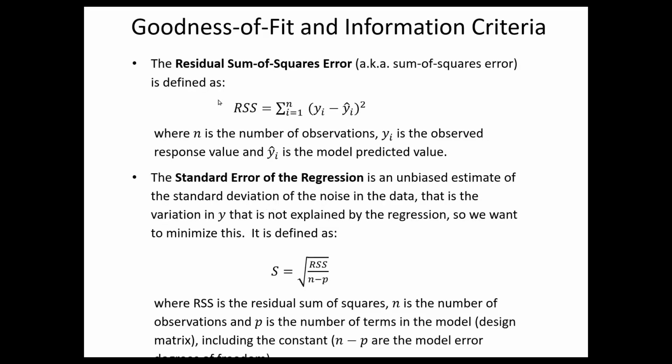And so we begin with what is called the residual sum of squares, and that's basically your observed minus your predicted value. You square that and you add it up, and that we call the RSS, the residual sum of squares, from which we get other metrics and calculations, such as the standard error of the regression, which is the square root of RSS over the degrees of freedom. So n minus p, where n is the number of observations and p is the number of terms in the model, including the constant. This is also known as the standard deviation, or RMS error.